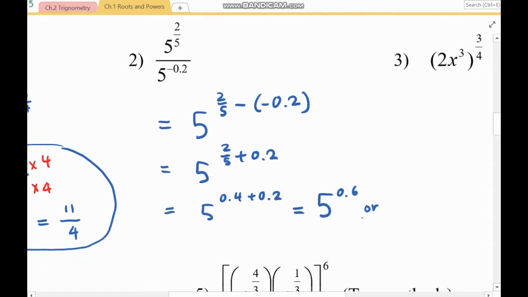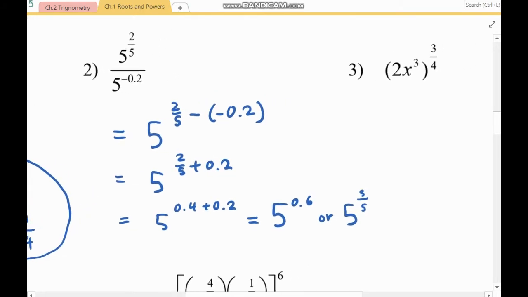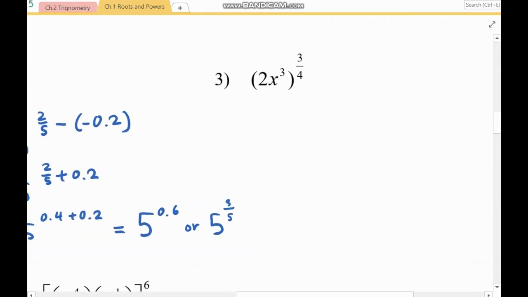Or if you want to keep it as a fraction, it is 5 to the power of 6 over 10. So 0.6 is the same as 6 over 10. If you reduce it, that is 3 over 5. Okay? So this is how to calculate when you have fractional or decimal exponents.